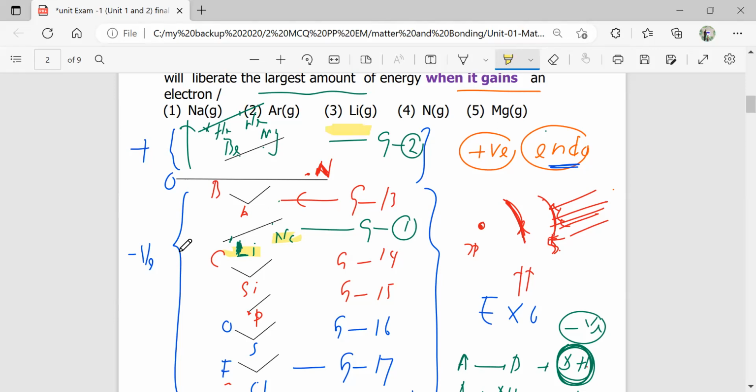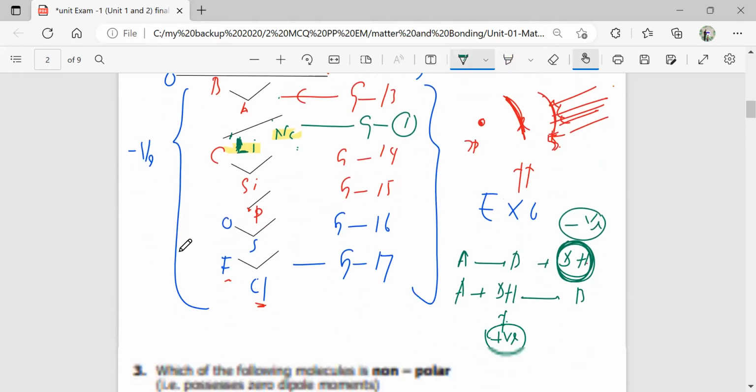Nitrogen has a positive value, so it can't be the answer. Magnesium also has a positive value, so it can't be the answer. So definitely it is the negative value of lithium or sodium. But if you compare these two, lithium liberates a large amount of heat, and it is very clear. So the answer is lithium. Lithium is the answer. I think you may put the answers.